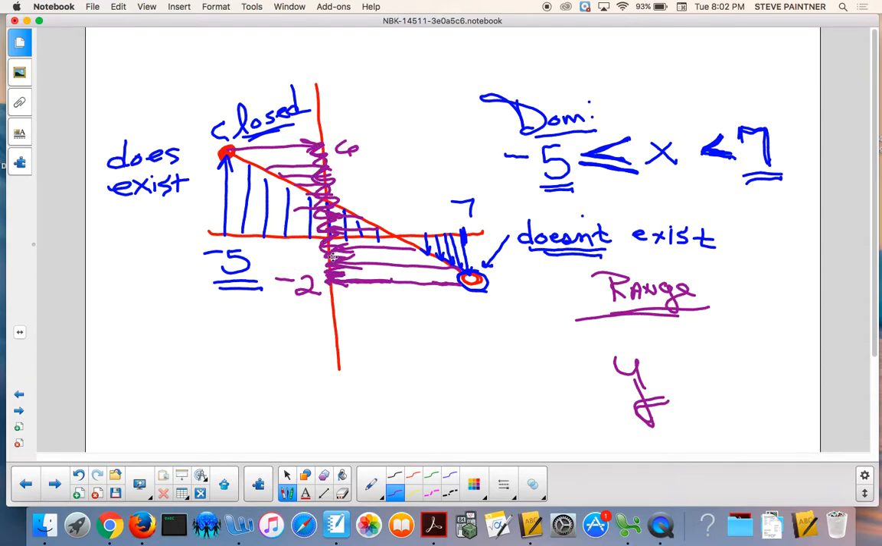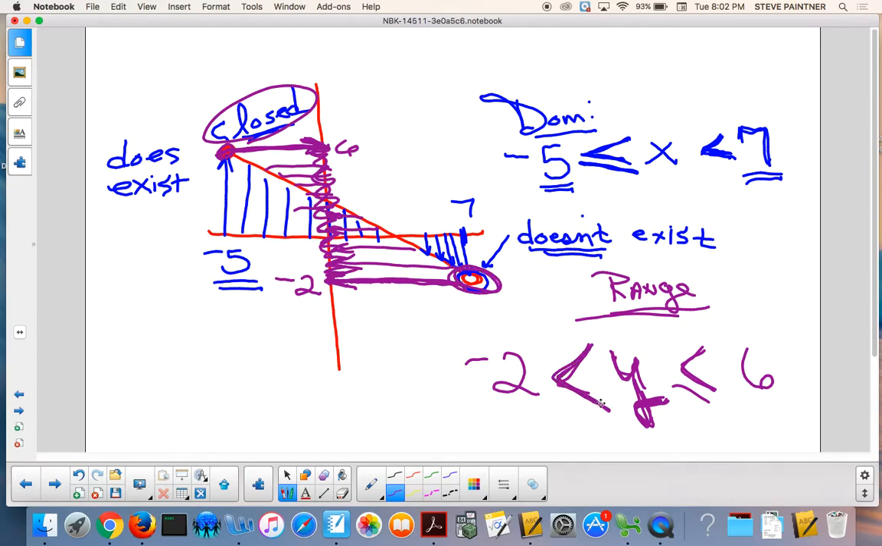The number 6 actually came out because it's closed. So 6 is the largest. Negative 2 is the smallest. Because it's all less than 6, we'll go less than. And because this one's closed, we're going to put the equal sign. This one down here, negative 2. Negative 2 did not really come out because it's open. So we just go greater than negative 2. And that's all. We don't put the equal sign or else we're going to get it wrong.